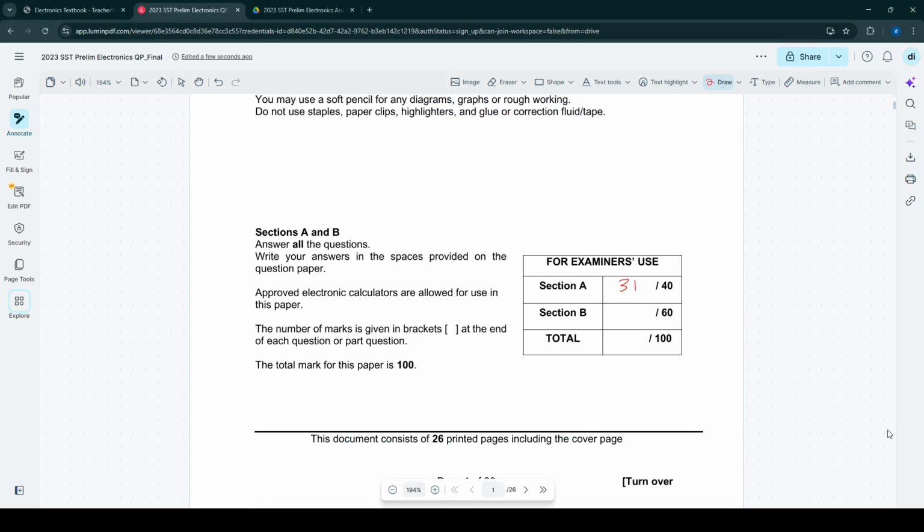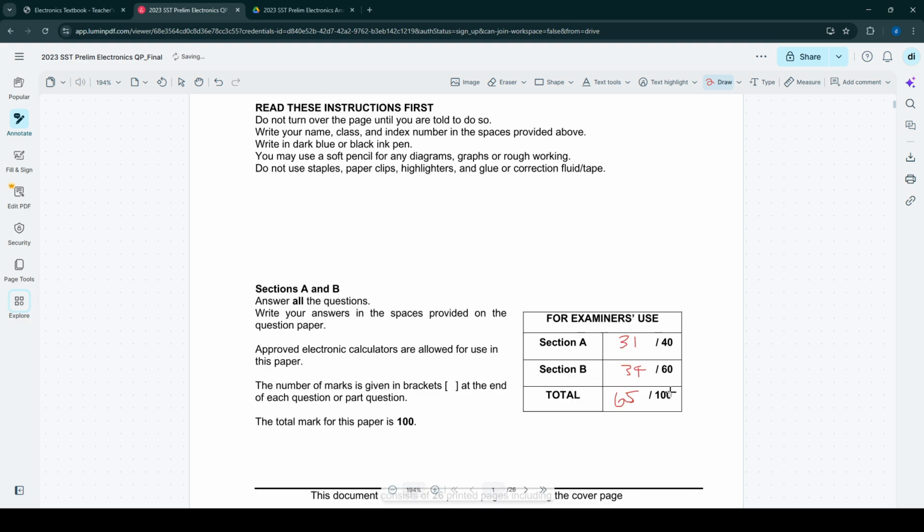So I missed 1 mark. Okay, did I miss exactly 1 mark? Are you sure? Okay, so then you get 34. So that means 65. So that's a solid B3 lah, I think. Yeah, okay, that's it.